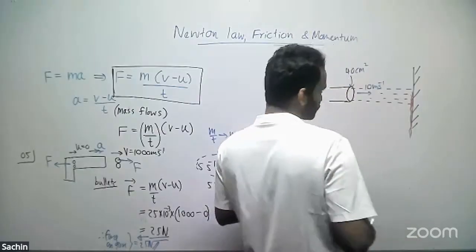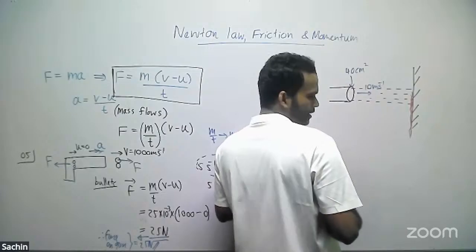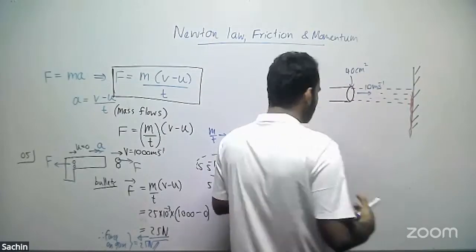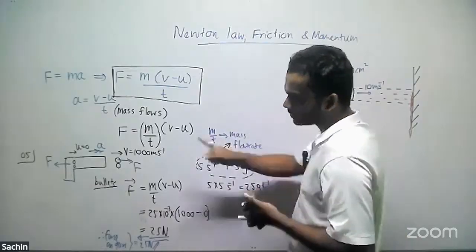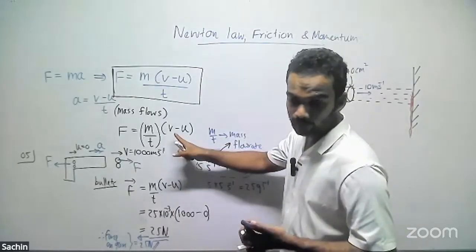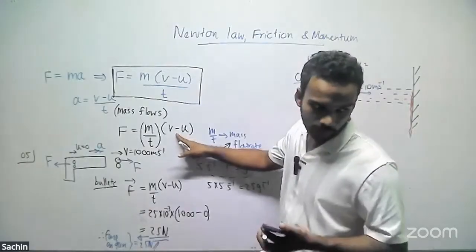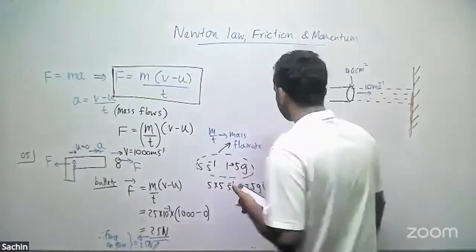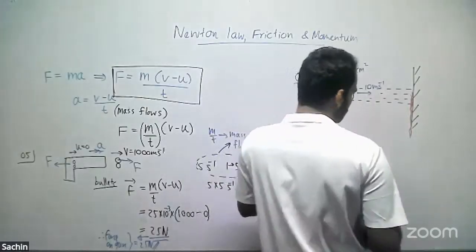Again, when you read this question you have to notice that this is a flow. When you notice a flow, you should remember this. Now if you want to apply F equals ma, you always have to think of a mass flow rate. So I'm interested in working out the mass flow rate. So we will see how to do that.